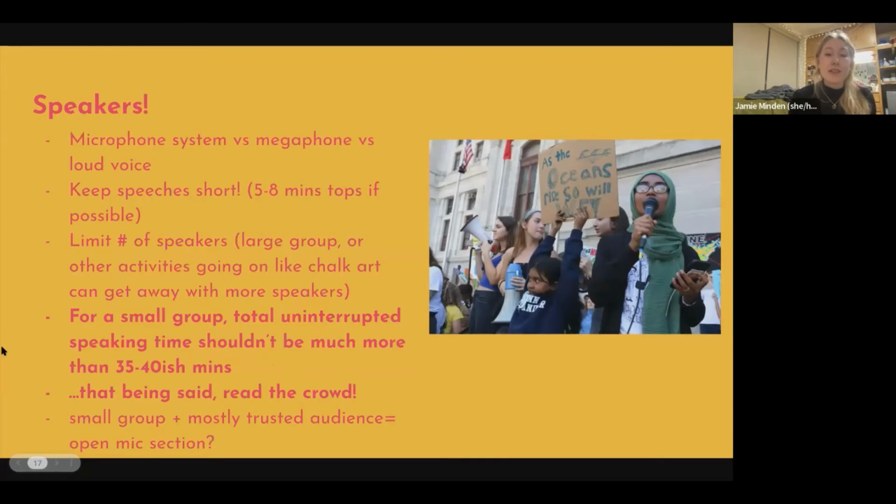So next we're going to talk about speakers, not physical speakers, but people who are speaking. For starters, it's definitely possible to use a variety of different mediums for getting the speaker's voice out there. You can just have someone talk with a loud voice, especially if you have a small group. But if you have a larger group, I would highly recommend a microphone system or a megaphone. Both can work. It just depends on what resources you have available to you.